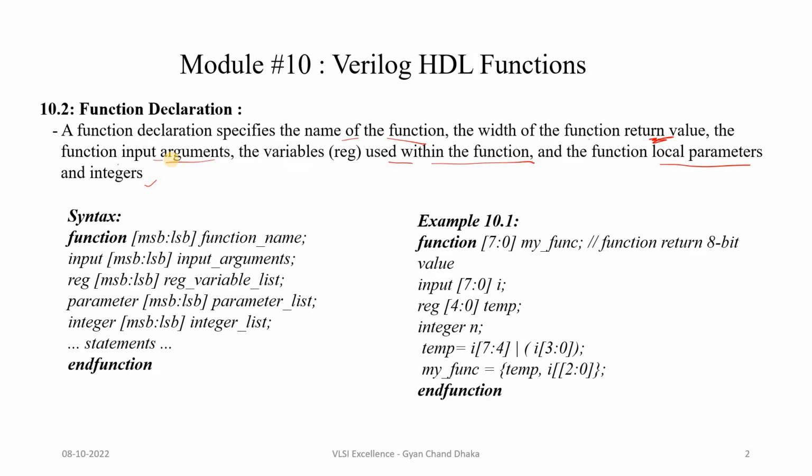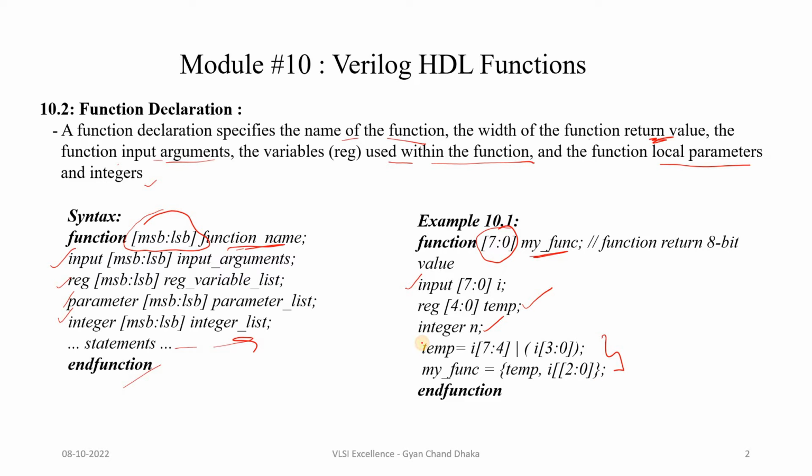For example, here is the syntax where we have the function and the width of the return value. Then we have the function name here, and then all the input arguments, then internal variables, parameters, integers, and then the statements, and then the end function. So this is how a function declaration looks like. For example, here we have an example. This function returns an 8-bit value and the name of the function is myfunc. Here we have one 8-bit input variable I, then we have the internal register variable and internal integer variable, and then we have the statements here.